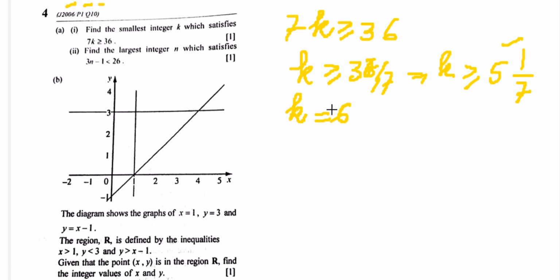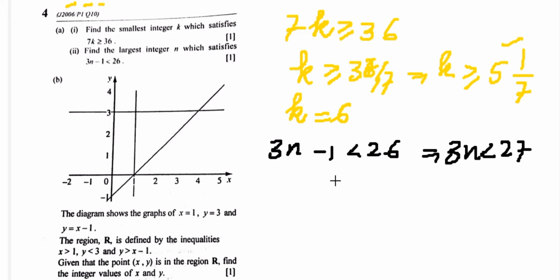The next one, find the largest integer which satisfied this inequality. Our inequality is simply 3n minus 1 less than 26. By adding 1 on both sides, we have 3n less than 27. By dividing 3 on both sides, we have n less than 9. The greatest integer that is near to 9 but less than 9 is simply n is equal to 8.